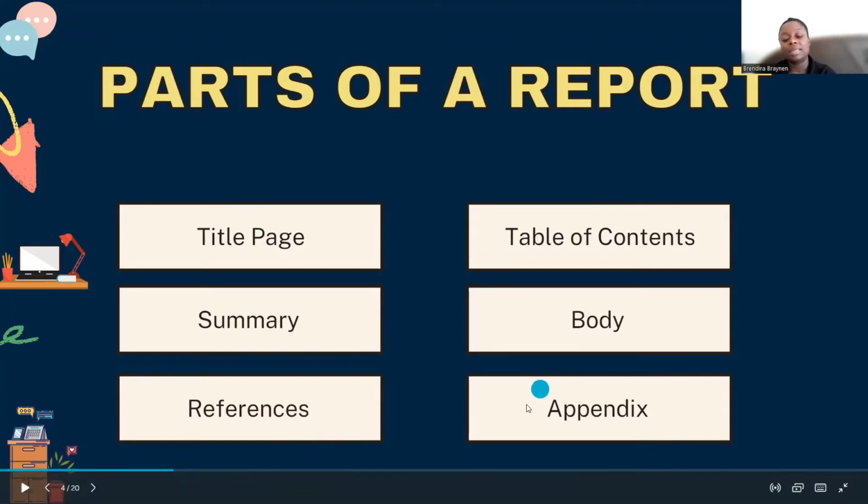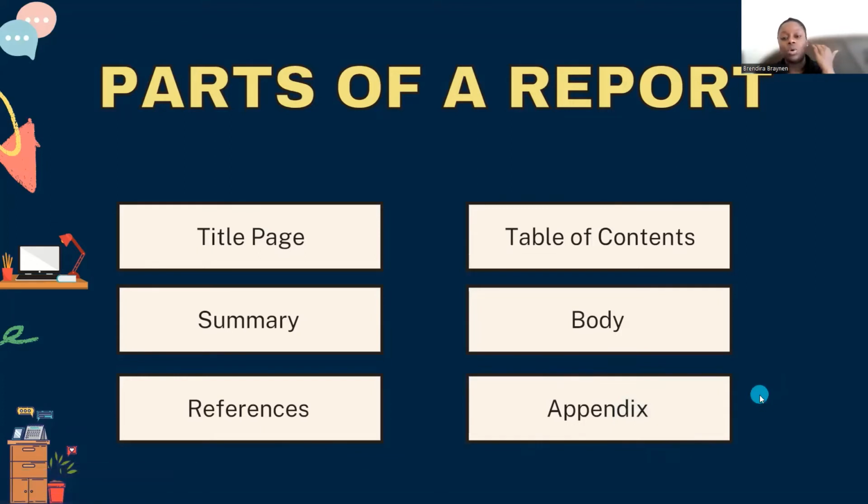And then the appendix is the section where we normally include things like photos and information that's used or talked about throughout the body of the report.